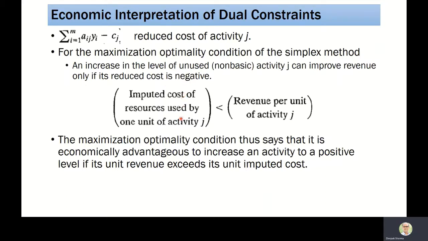If you look at this relationship, aij yi is the imputed cost of resources used by 1 unit of aj. If it is smaller than the revenue, then definitely this particular non-basic variable can improve our revenue, and that was our optimality condition for the simplex method. The maximization optimality condition thus says that it is economically advantageous to increase an activity to a positive level if unit revenue exceeds its unit imputed cost.